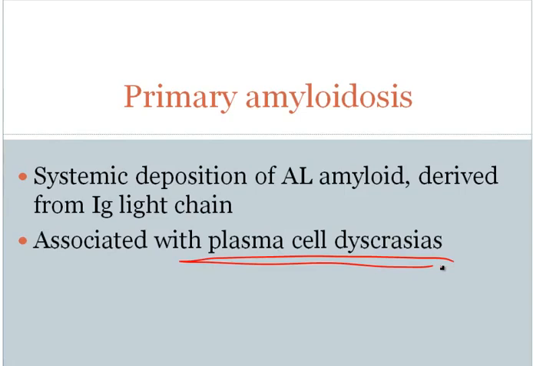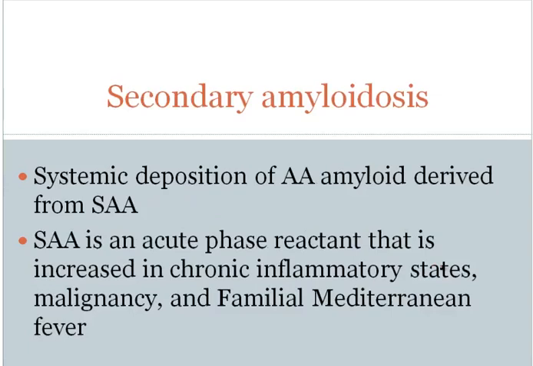And the most important thing, it's derived from immunoglobulin light chain. It's called AL amyloid, derived from immunoglobulin light chain, and it's associated with plasma cell dyscrasias. Secondary amyloidosis refers to systemic deposition of an amyloid called AA amyloid. And this AA amyloid is actually derived from a protein called SAA.